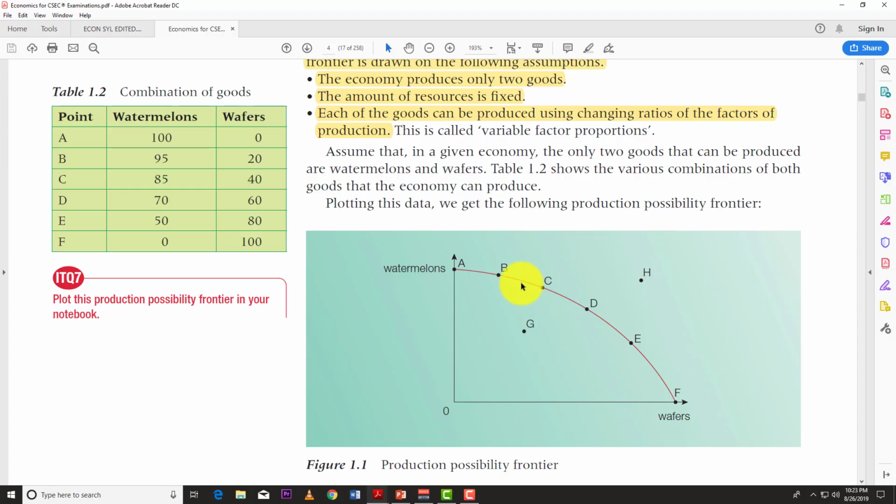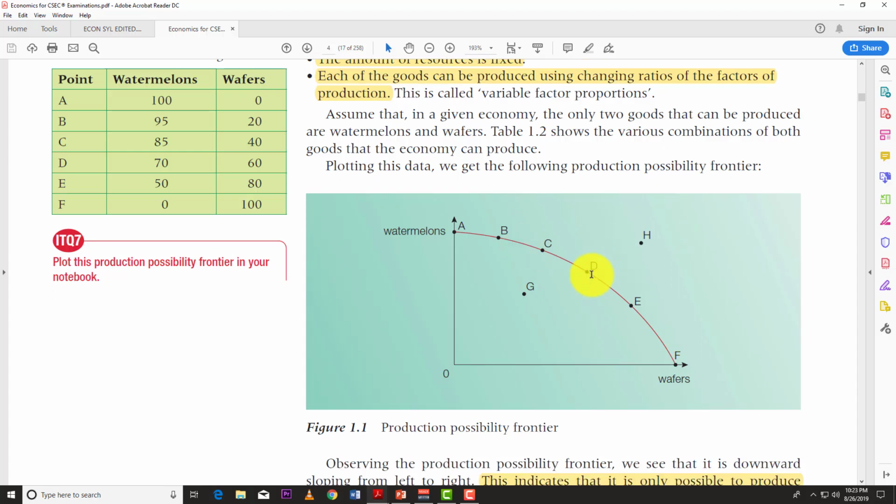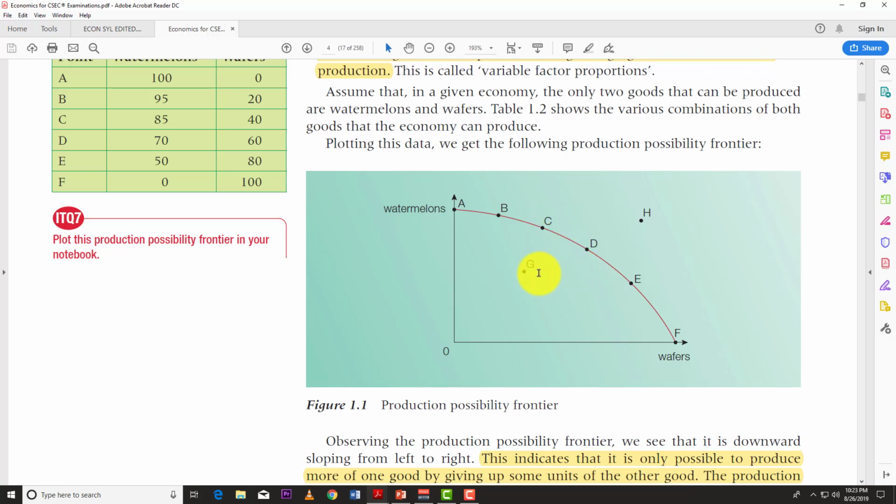Now, if we look at the graph again, we're seeing two additional points. We are seeing G in here, and H out here. G inside and H outside. Now, what is happening at point G? At point G, we have some level of inefficiency occurring. So point G is an inefficient level of production. What do I mean by this? That means that all the resources in the economy are not being fully utilized.